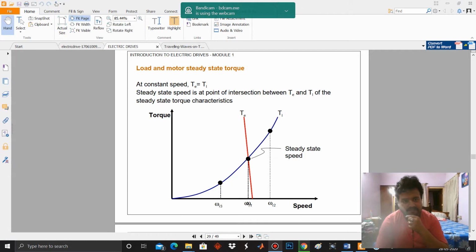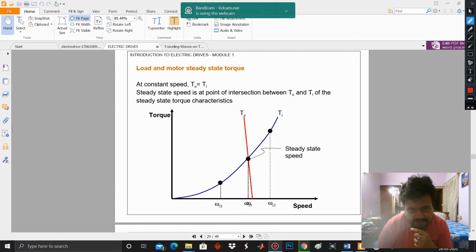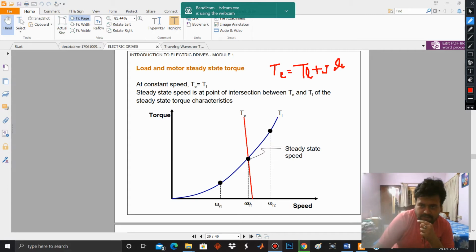The next is the load and the motor at steady state torque. At constant speed, what was the equation? T is equal to TL plus J d omega m by dt. This is a first order ODE. If omega m is constant, this will be 0, because d/dt of a constant is 0. So T is equal to TL.